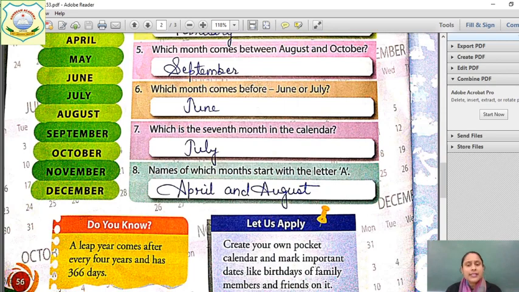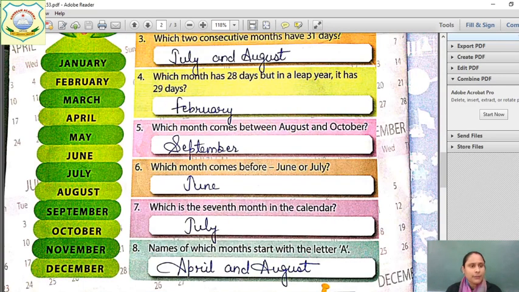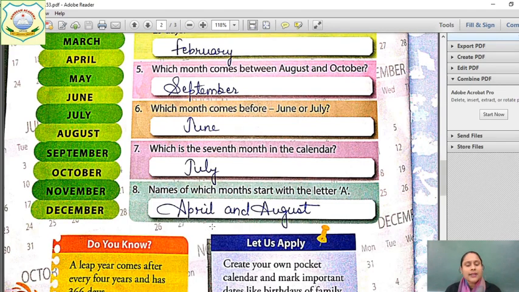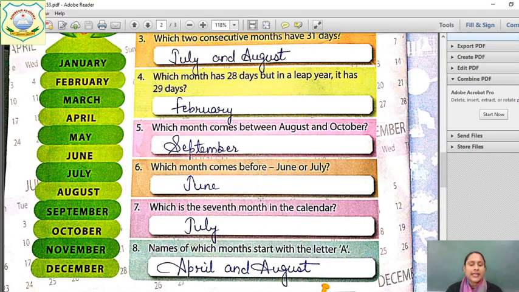Names of which month start with letter A? So let's see, the name of which month starts with letter A. It is April and August. These are the 2 months which begin with letter A. Okay. So April and August are the 2 months which begin with letter A.